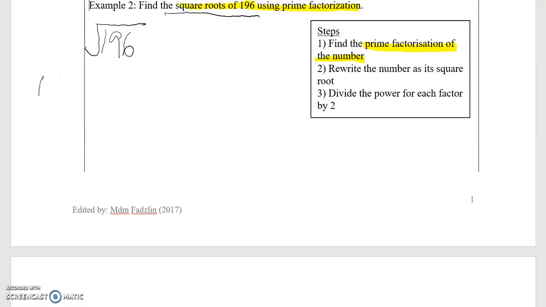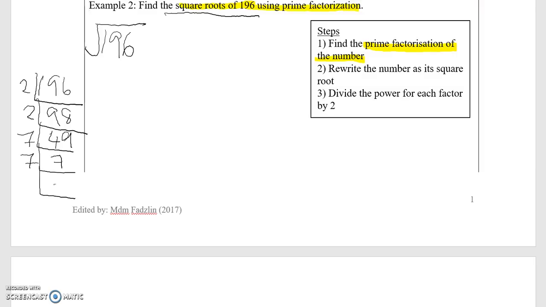Alright, so 196 can be divided by 2, which is the smallest prime factor, to get 98. And we continue to divide by the next prime factors. So therefore, the prime factorization of 196 is equal to 2 squared times 7 squared.